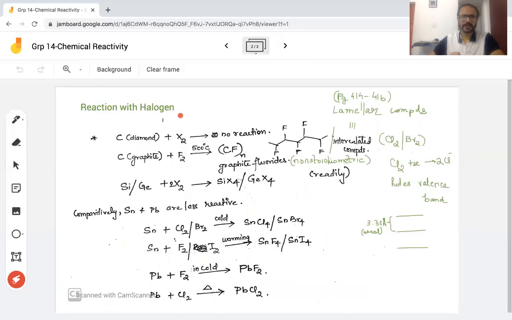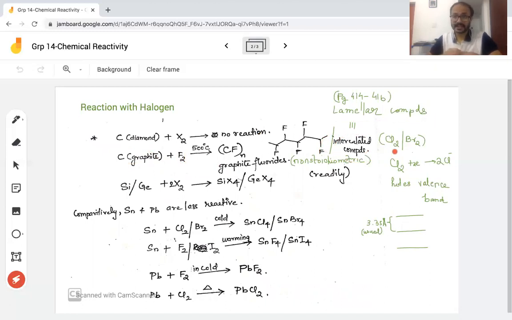Let's go further into the reaction with the halogens. Now, when you talk about the reaction with halogens, here we talk about the two allotropes of carbon. When we talk about diamond, it shows no reaction to halogens. So if you react diamond with halogen, no reaction is happening. However, when you react graphite with any halogen, it forms intercalated compounds. They are also called lamellar compounds.